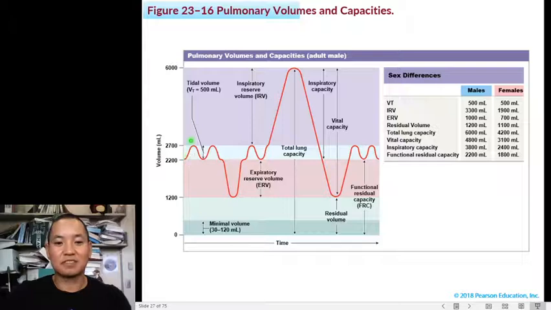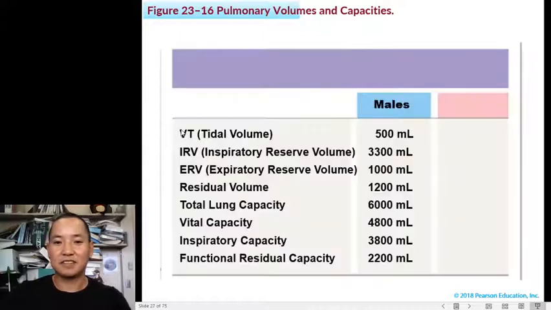Or spirometer lung volume graph would look like. So what do you have here? Well, notice you have all these waves, and what volume is it talking about? It's talking about the volume inside of your lungs. So here I have many volumes and all these capacities. So here we have a typical average value for these volumes.